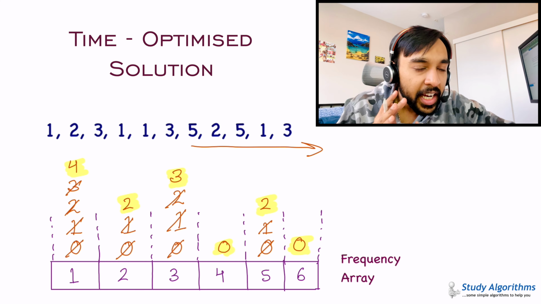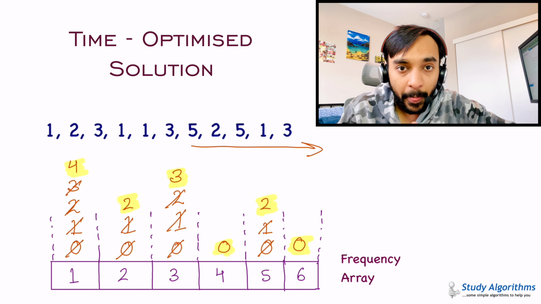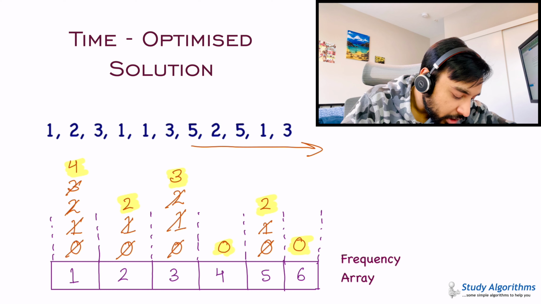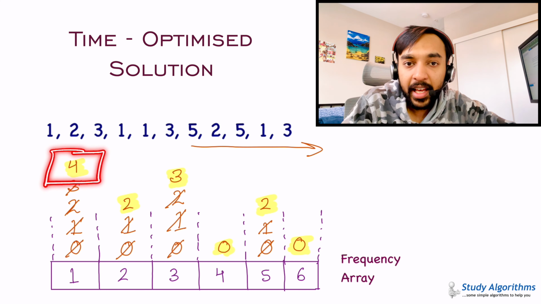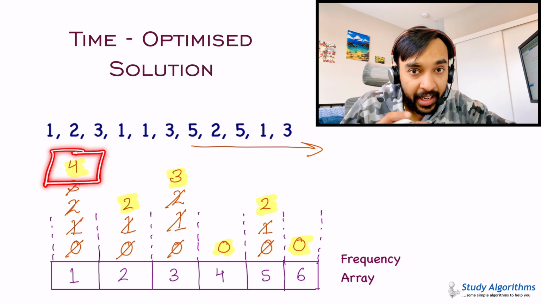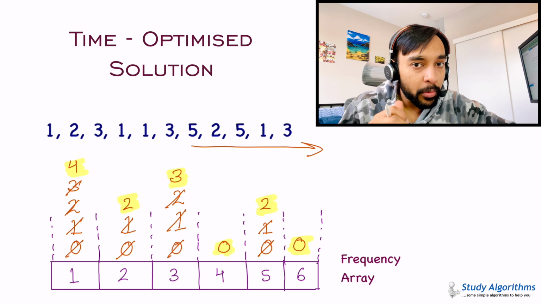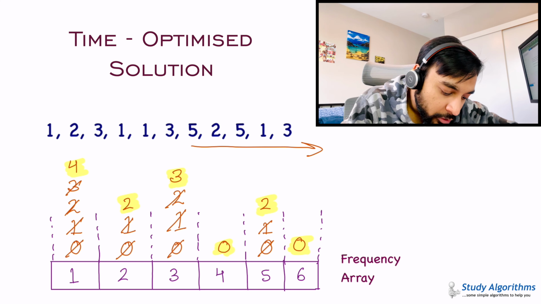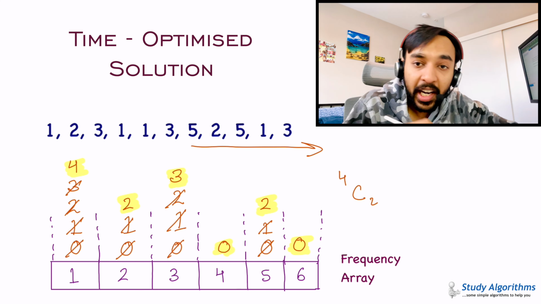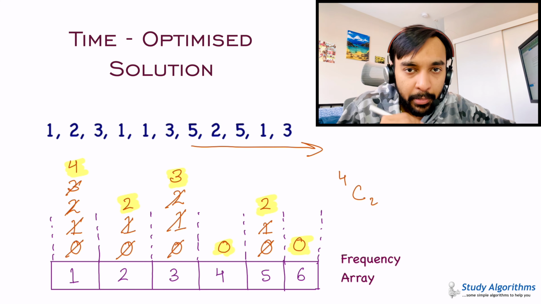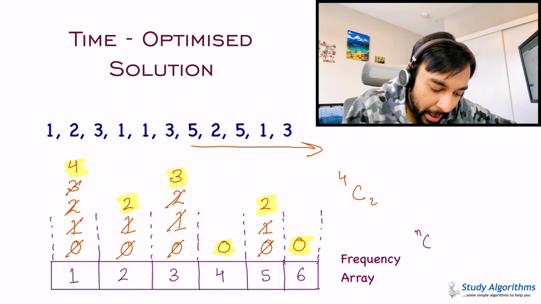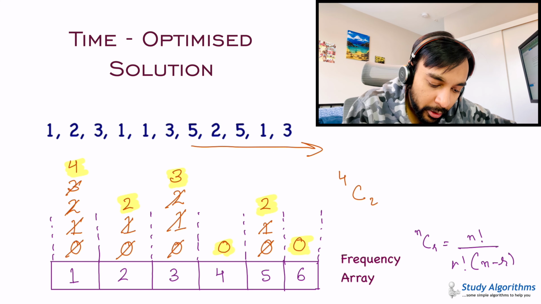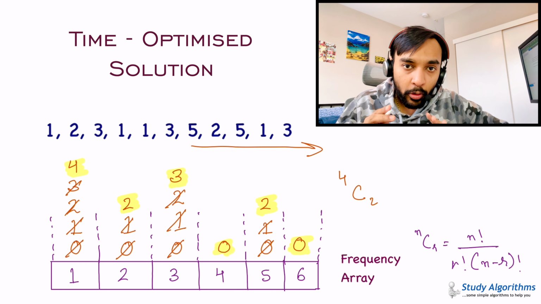Now, how do you take advantage of this frequency array? If you look at the values, you know that you have 4 ones in the array, correct? And if a pair is formed of 2 integers, how many pairs can you form? That would be 4C2, right? This is the same mathematical formula that is given by nCr equals n factorial upon r factorial into (n minus r) factorial. So what does this tell you?